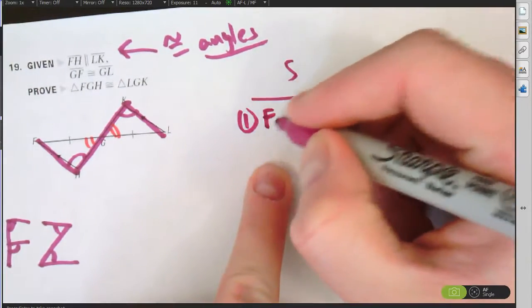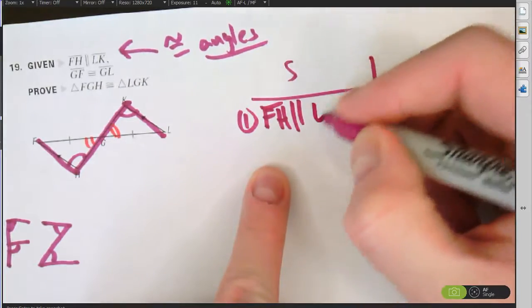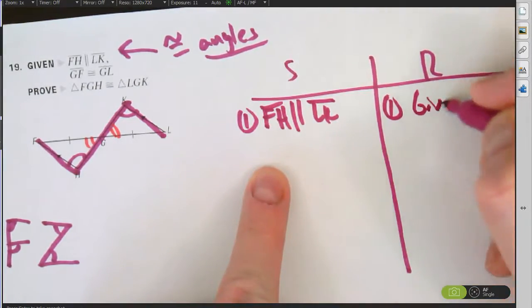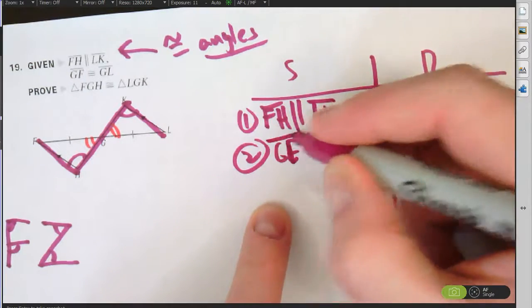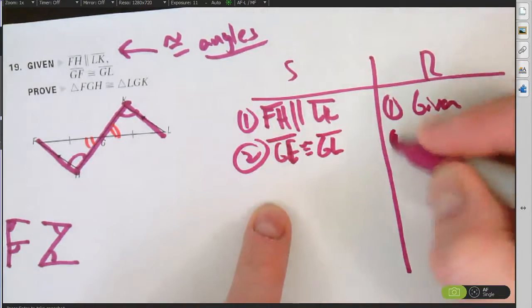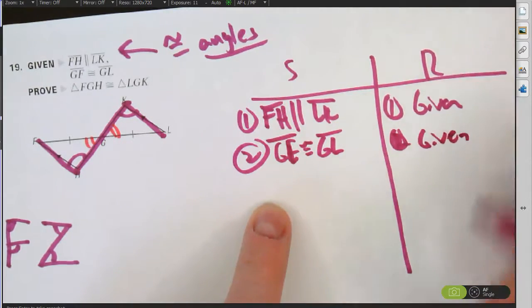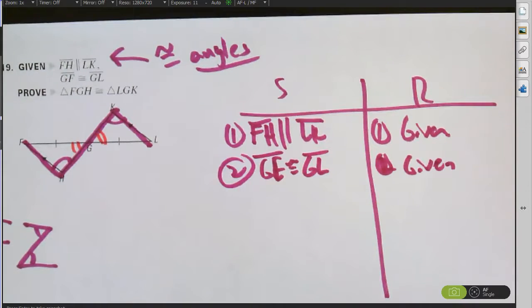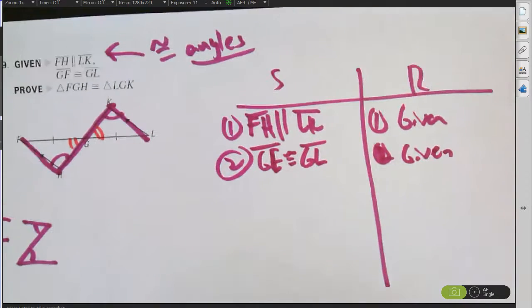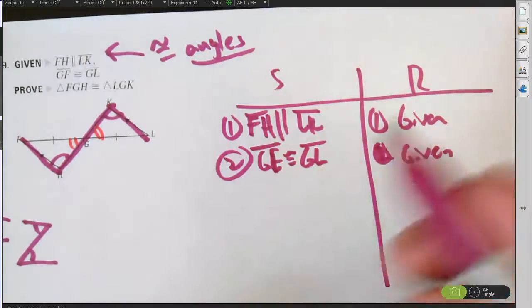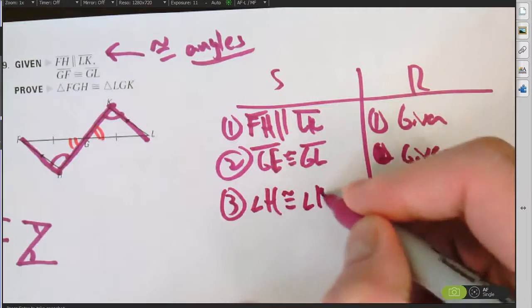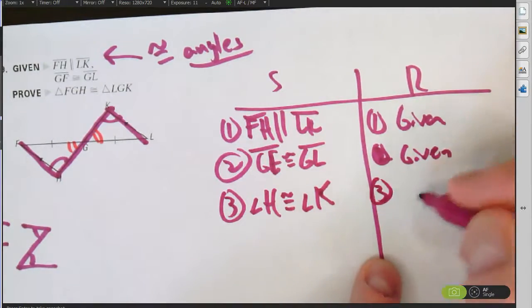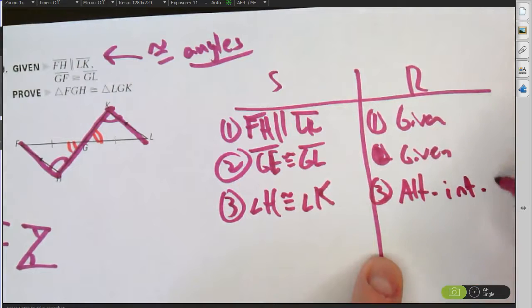1, FH is parallel to LK, given. Step 2, GL, or GF, excuse me, is congruent to GL, given as well. Okay. Now, step 3. Okay, in step 3 here, now we're going to bring in some congruent angles. So we got our sides, let's get in a pair of angles. So we could say angle H is congruent to angle K because alternate interior angles are congruent.